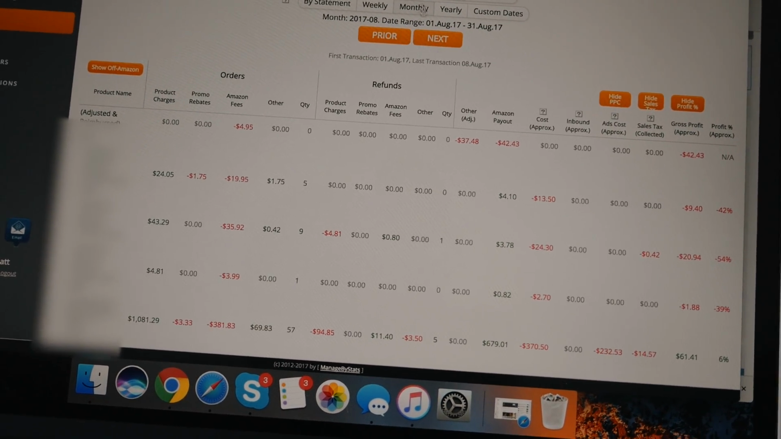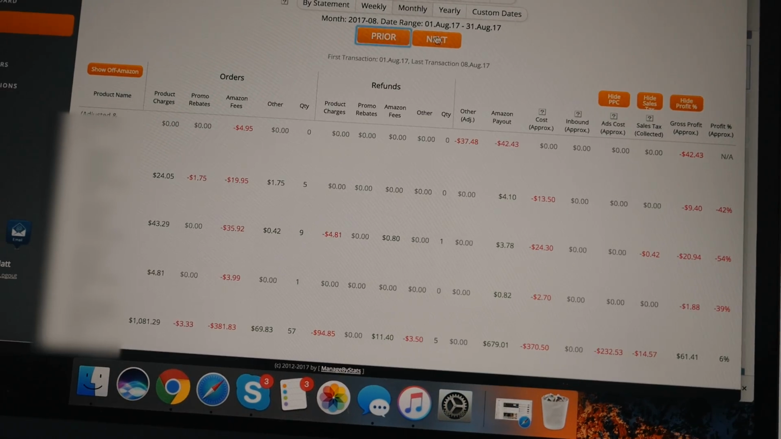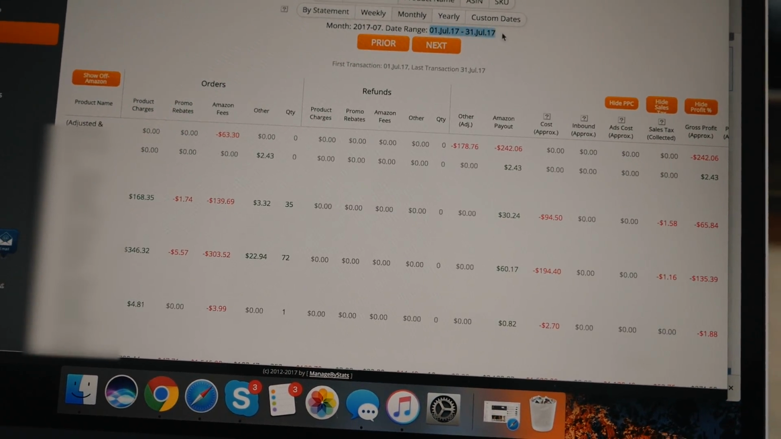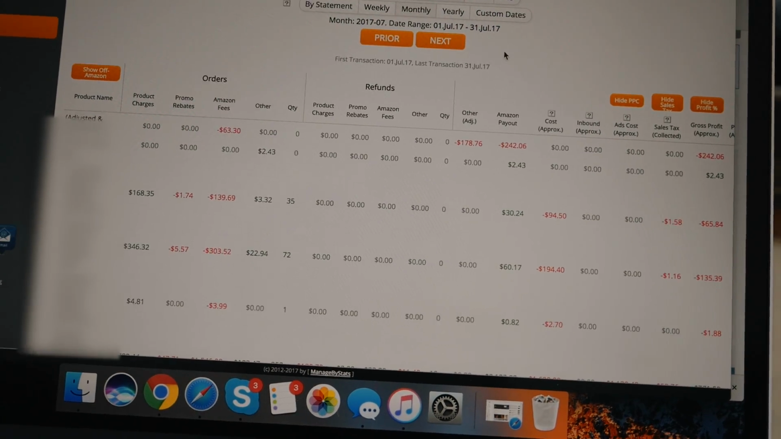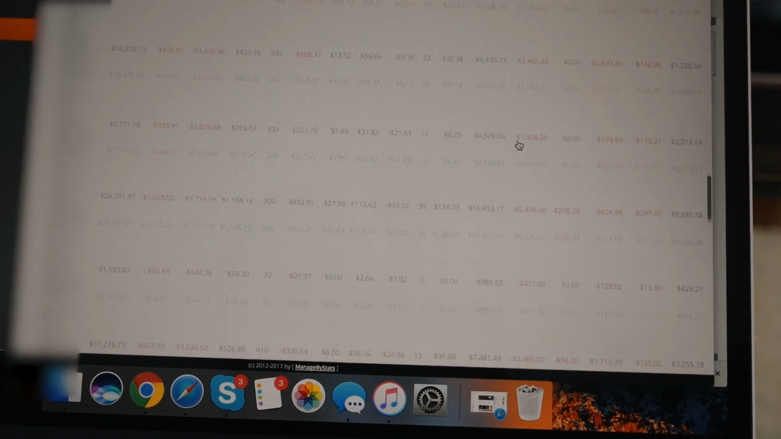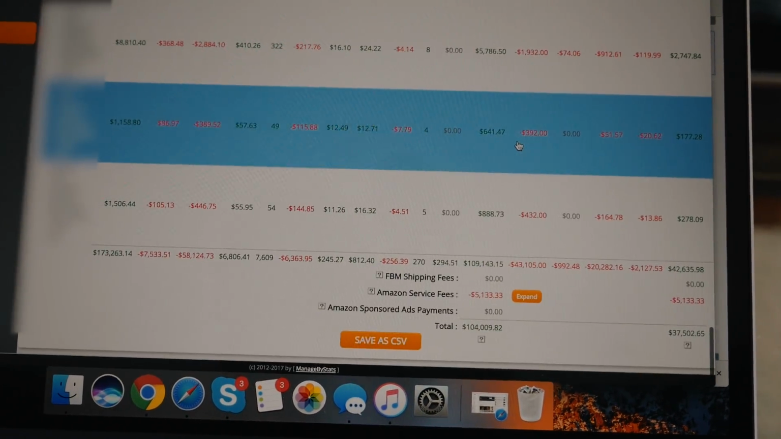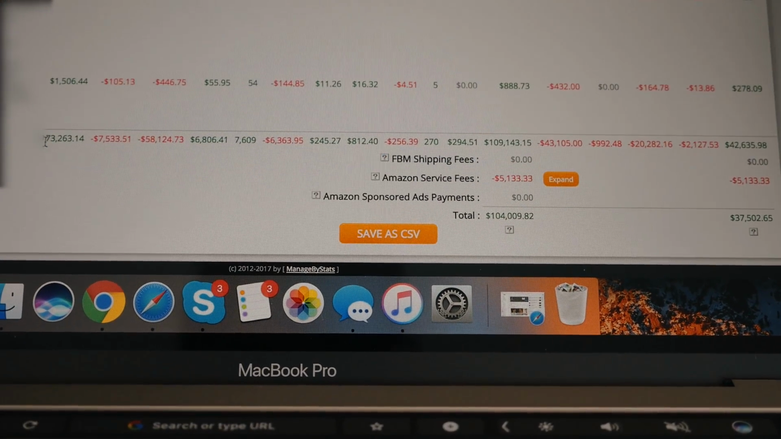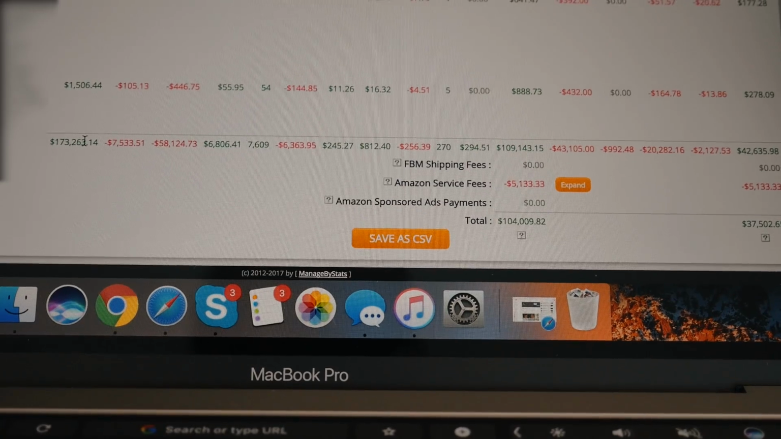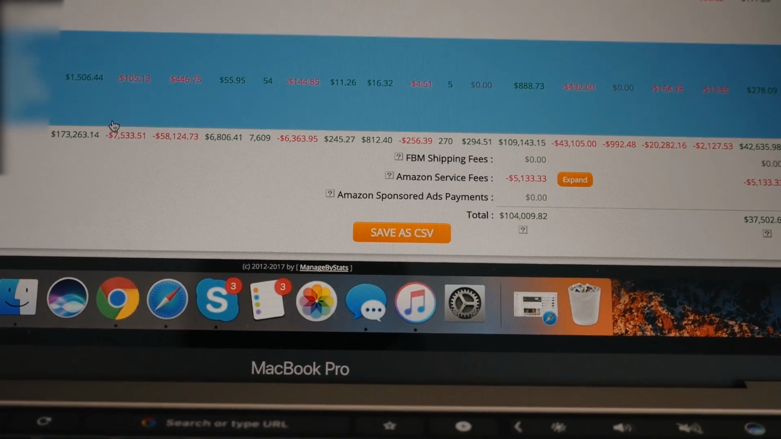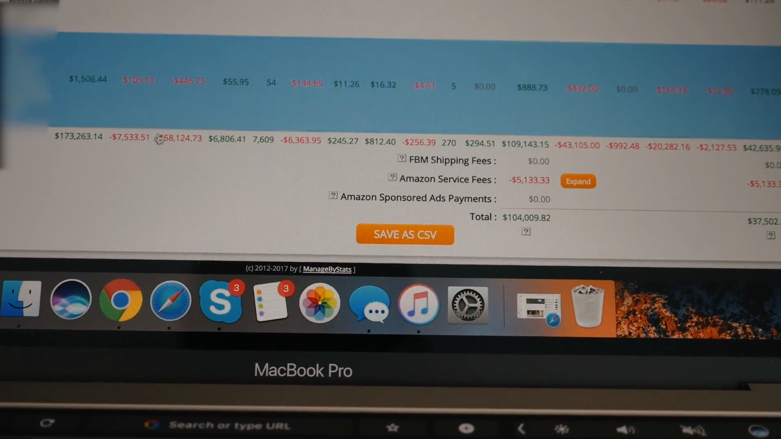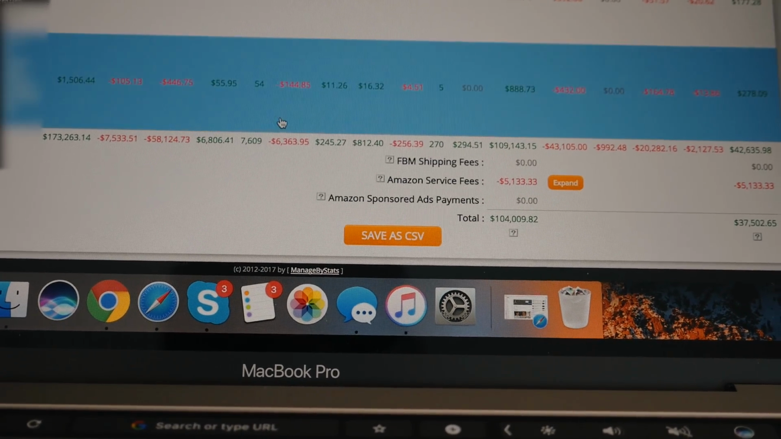So going up monthly, prior month, you can see here we're looking at 1st through the 31st of July. Scroll down through all my different products. Scrolling down to the bottom here, you can see all the totals. Here it's showing 173 instead of 174,000. I don't know why there's a slight discrepancy with the numbers it's pulling there, but again, it's just to get the best idea I can get.